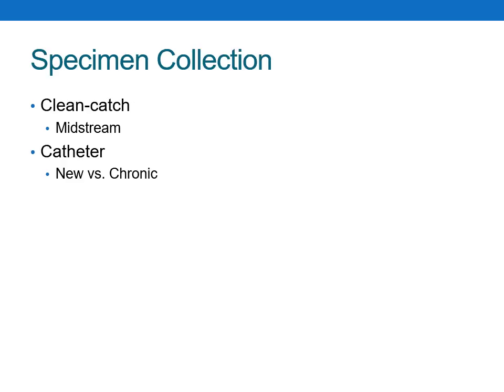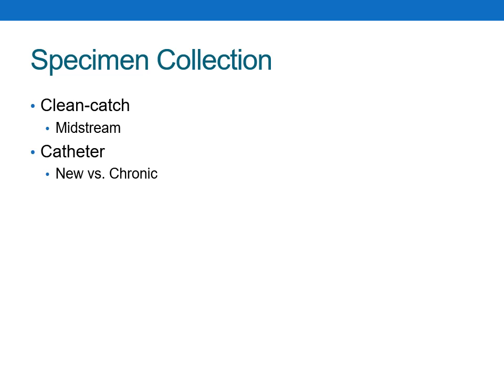So the first thing to discuss is specimen collection. The clean catch is the most accurate way to collect a UA, and this involves catching urine midstream to avoid any external contamination or bacteria that can alter the results of the UA. This is ideally taken with the first urination in the morning, and some facilities might require the use of antibacterial wipes to decrease the rate of positive results from a UA. However, there has been no clinical benefit shown to using the antibacterial wipes.